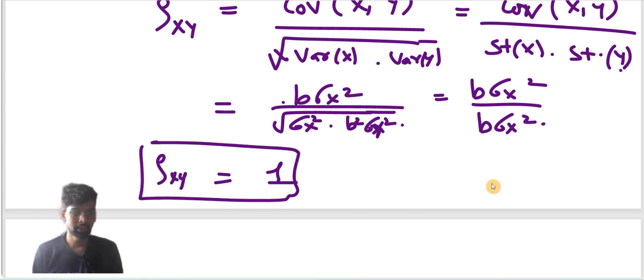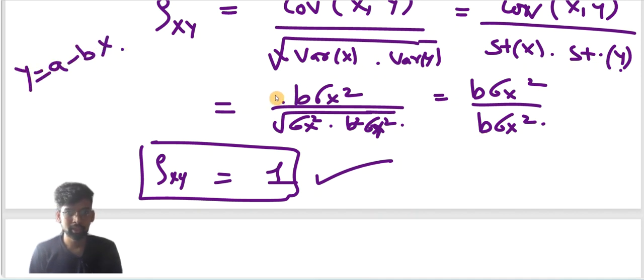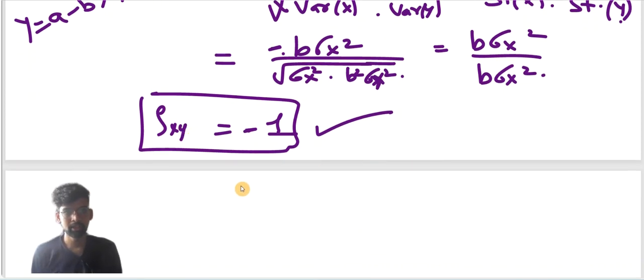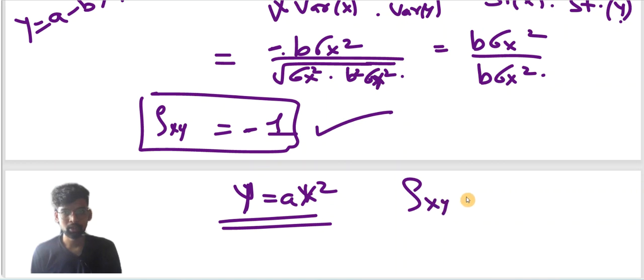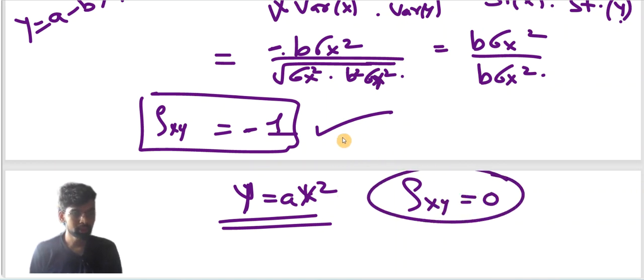So as we can see, the correlation coefficient for two random variables which are perfectly linearly associated is given by 1. Similarly, if we have y equal to a minus b x, then in the numerator, instead of b sigma x square, we will get minus b sigma x square, and rho x y will become minus 1. Other than that, if we have a non-linear relationship of the kind y equal to a x square between two random variables, then rho x y will be 0. By following the same argument, you can prove this result.